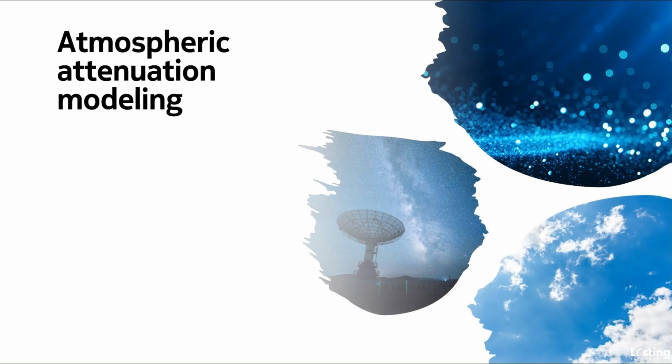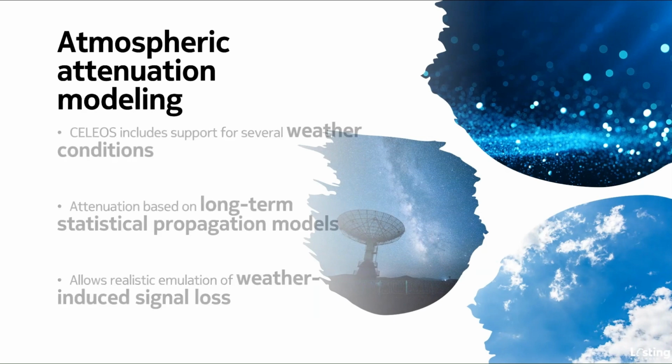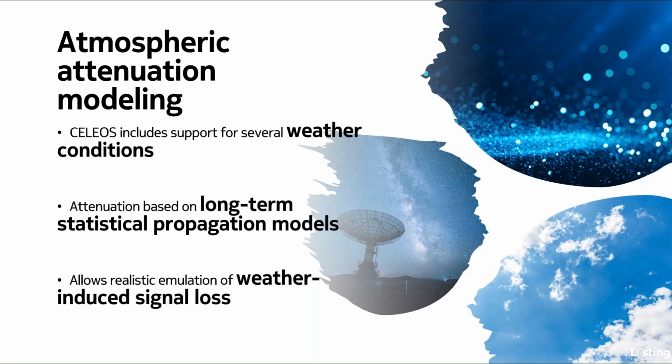Weather conditions, especially rain, have a significant impact on signal quality at satellite frequencies. CELEOS includes pre-modeled scenarios for weather conditions such as clear sky, moderate rain, or intense rain. These are based on statistical propagation models and can be toggled in the user interface to simulate real-world link degradation under various weather conditions.